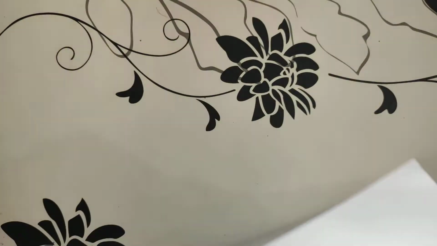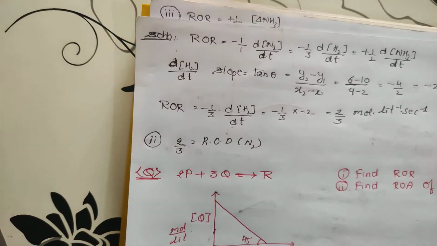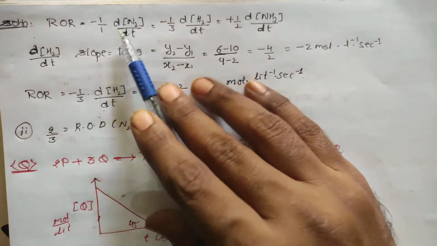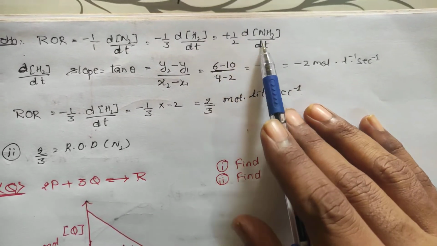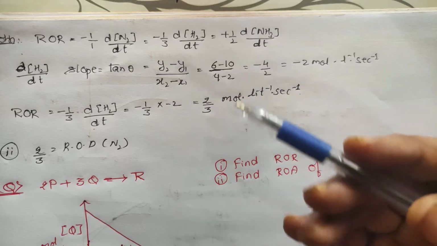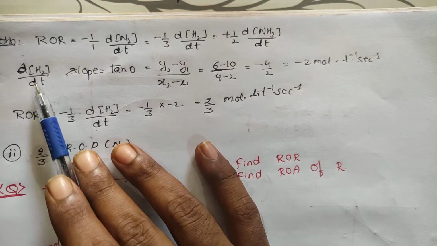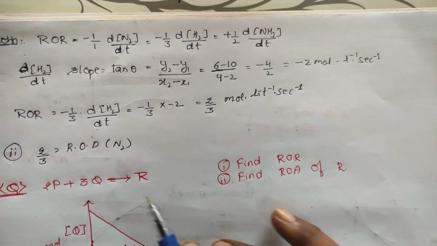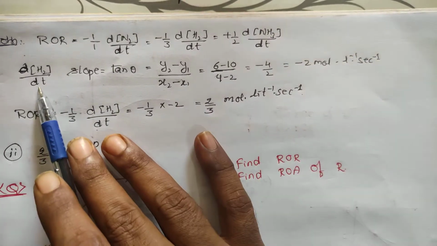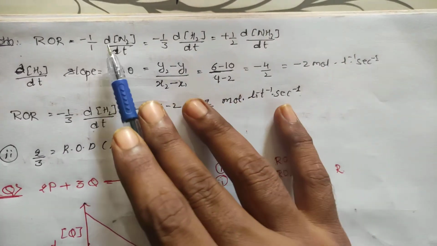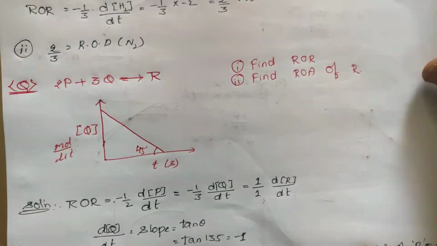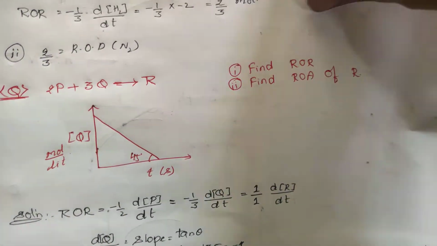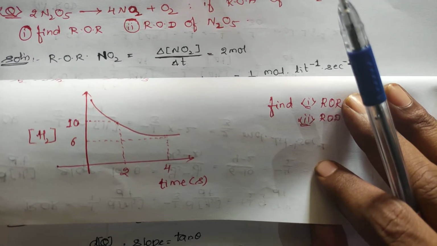Rate of disappearance of N2. The rate of the reaction is minus 1 by 1 dN2 by dt, minus 1 by 3 dH2 by dt, plus 1 by 2 dNH3 by dt, in terms of instantaneous rates. If you want dN2 by dt, you need to find dH2 by dt, because dN2 and dH2 are linked here. But in the graph he has given the data with respect to hydrogen, hydrogen with respect to time. So what will you get?